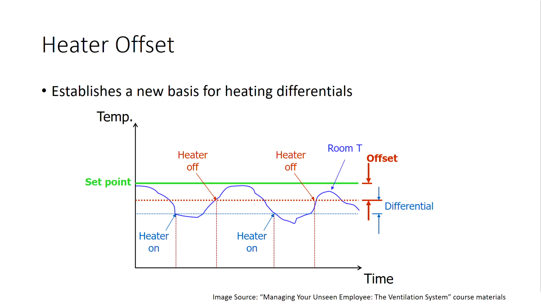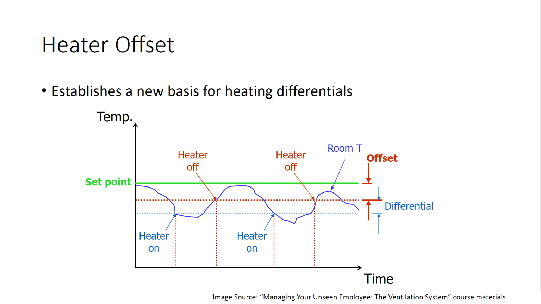Heaters are needed when the air we're moving for moisture and gas removal is removing too much heat from the room, causing the room temperature to drop. A heater offset establishes a new basis for heating differentials, that on-off operation of heaters. In this example, the heater activates when the temperature drops below the set point, minus the offset, minus the differential.